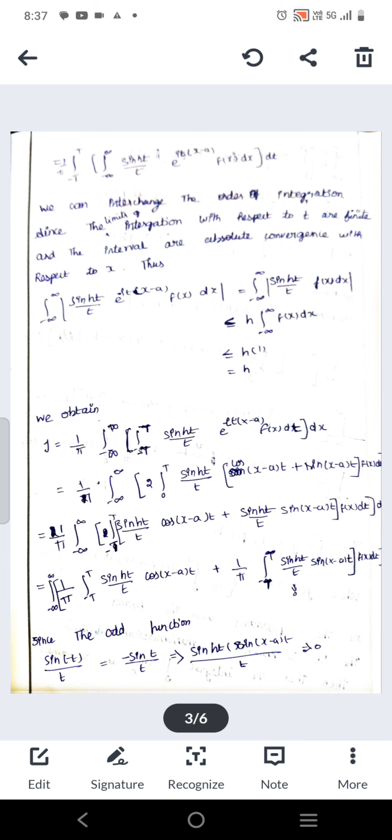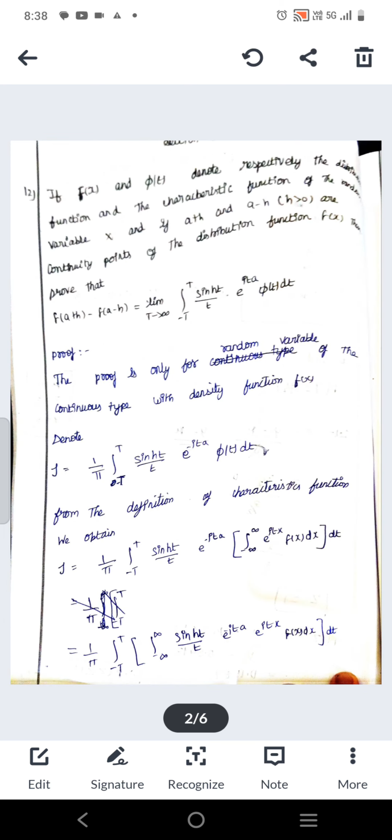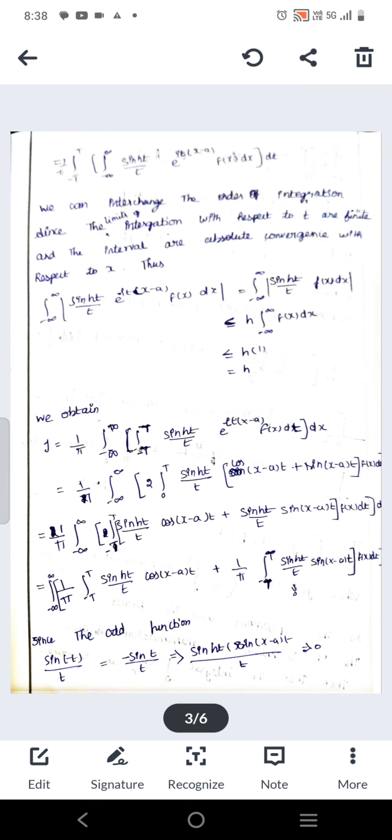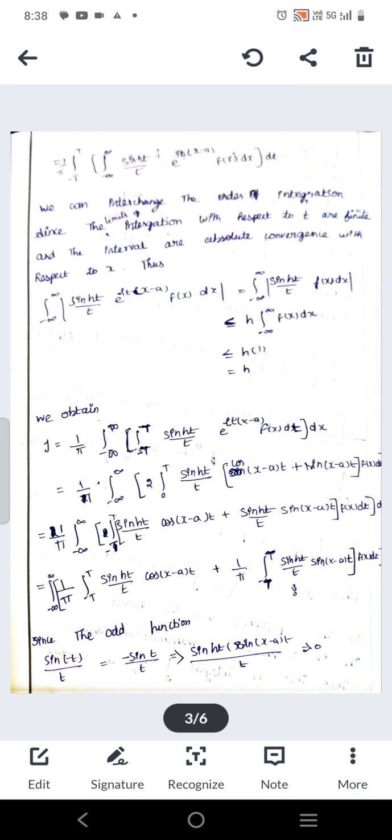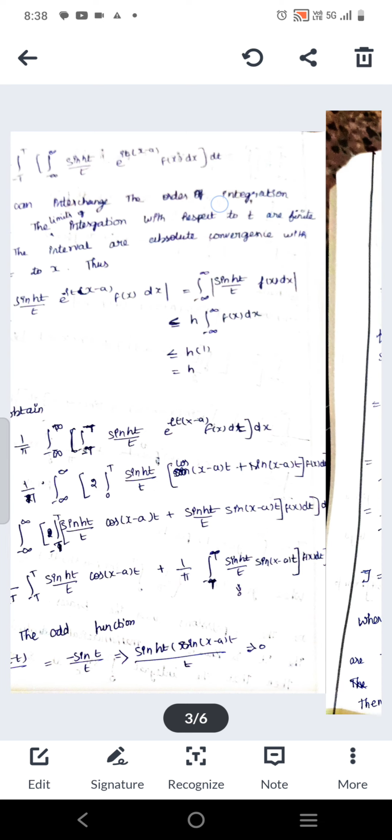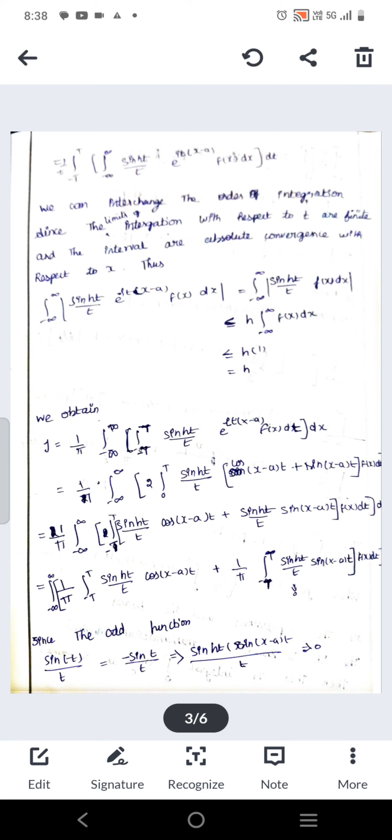Then we have another step. We note the e powers have the same base, so we combine them like this: e power it into x minus a. And in another step we interchange the order of integration, so dt goes inside and the infinity integral goes outside. This is the first line.